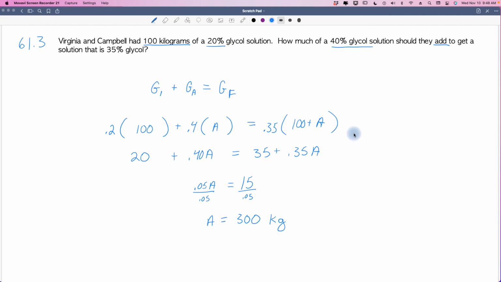It looks like we finished solving this, that we had 300 kilograms of the 40% glycol solution that should be added to make it a 35% glycol solution. So that would end up making it a 400 kilogram solution when it was over, right? That's what I'm seeing.